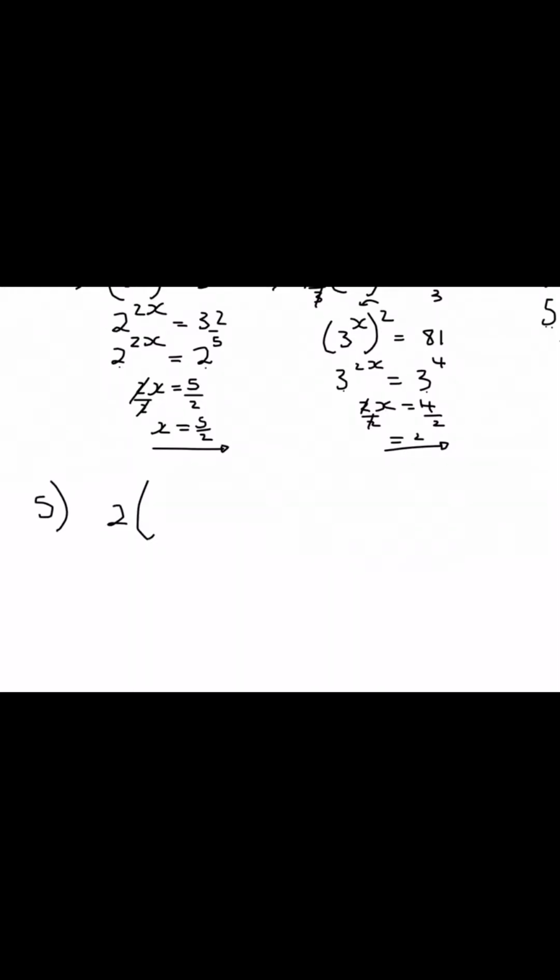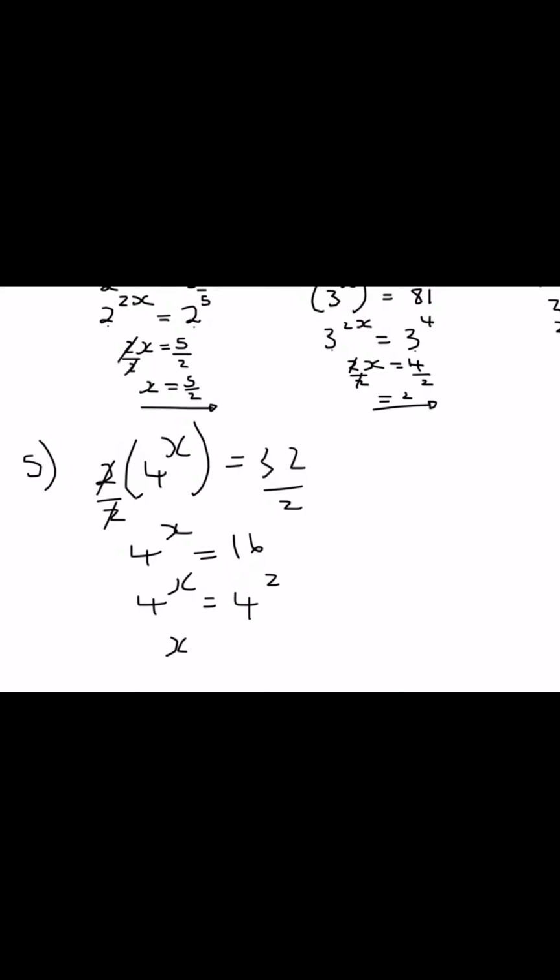Okay, we have 2 into 4 to the exponent of x. This should be equated to 32. Then again, let's remove that 2. How do you remove it? Divide by 2. Then you have 4 to the exponent of x. What is that into that? Definitely it is 16. Then you have your 4 to the exponent of x. I think 16, definitely it is the same as 4 squared. Then you have your x being equated to that 2, and that's how you simply and easily work it out.